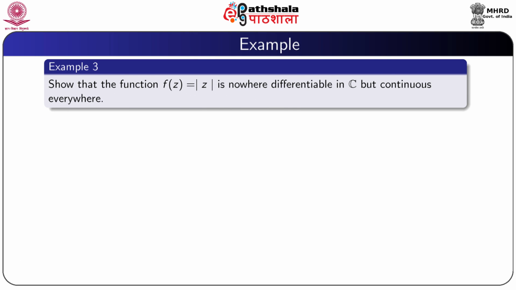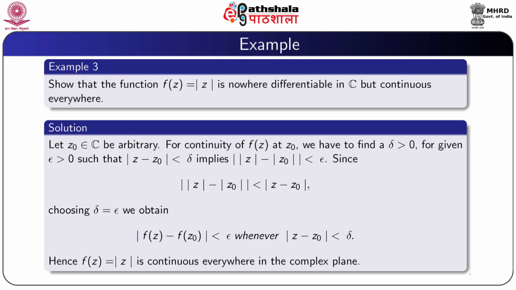So, now we give an example, so that the function f(z) equal to modulus z is nowhere differentiable in the complex plane, but the function is continuous everywhere in the complex plane. So, let z0 be an arbitrary point in the complex plane. For continuity of f(z) at z0, we have to find a delta positive for given epsilon positive such that modulus z minus z0 is less than delta implies modulus of modulus z minus modulus z0 is less than epsilon.